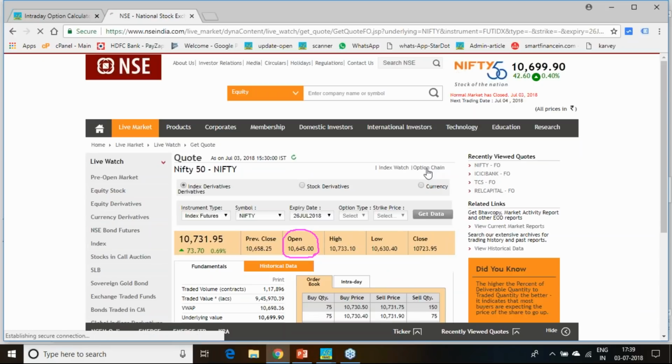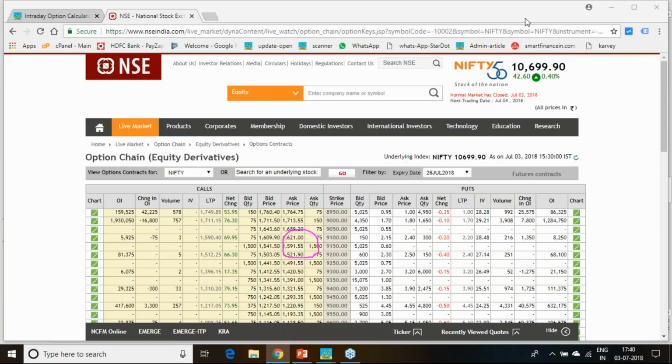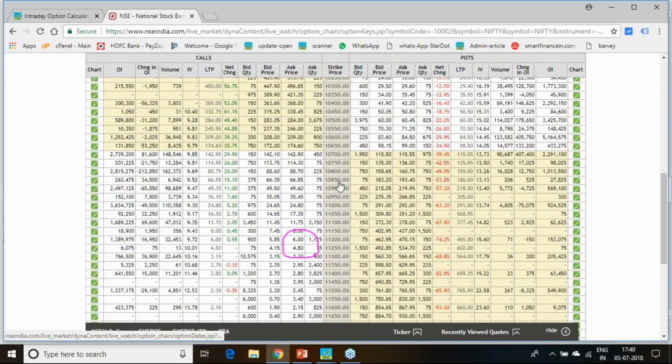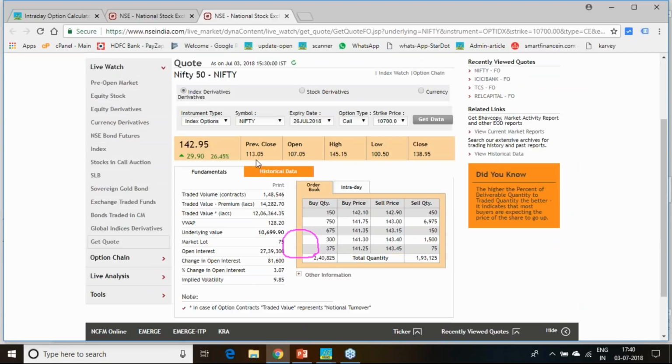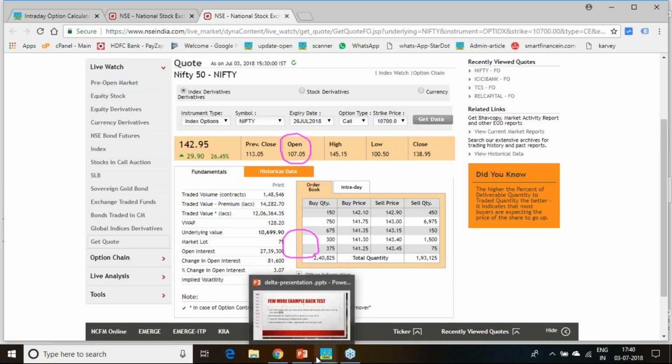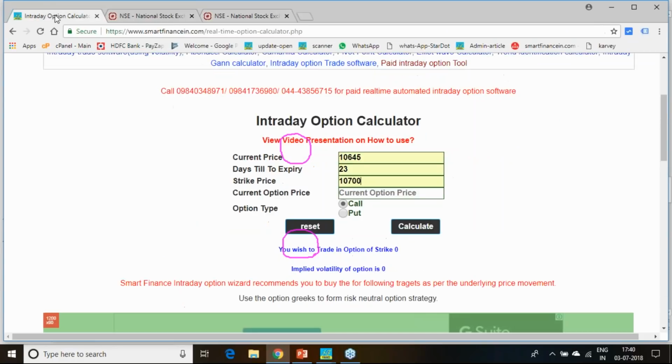So here I am going to the option chain. From the option chain data, I want the 10,700 call option. So this is the price of the 10,700 call option. It has opened at 107 rupees and 5 paisa. So this is the opening. You found the Nifty opening, you found the call option opening. Our objective is to backtest whether the delta method, what I have told, works or not.